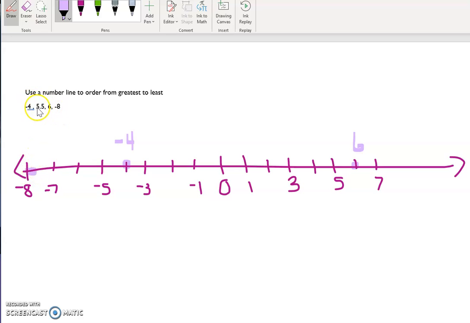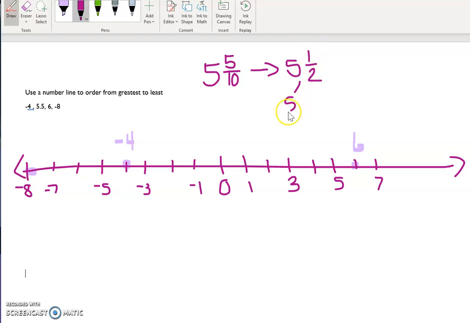Here the last one is 5.5. Okay, a little bit more tricky here dealing with a decimal. Remember, if we're graphing a decimal, we want to convert this to a fraction. 5 and 5/10, and then we want to make sure we simplify. 5 and 5/10 would simplify to 5 and 1/2. That's a positive number, so it's to the right of our 0. Remember, we want to make sure we identify what two values this is in between.